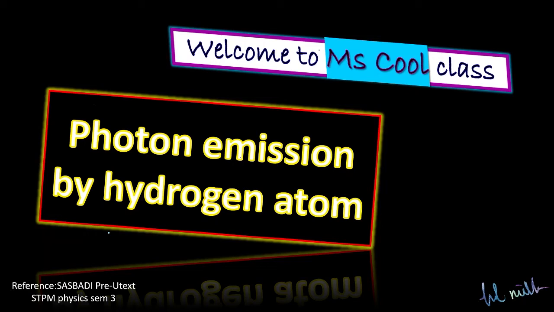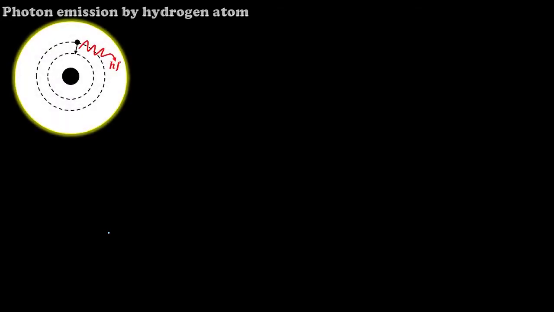Hi everyone, now we are going to learn about the photon emissions by hydrogen atom. So what is actually photon emission? Photon emission happens when the electron is transferring from a higher energy level to a lower energy level. So the energy is lost, where this loss of energy is being emitted as a photon. So it will emit a photon when it's transferred from a higher orbit to a lower orbit.